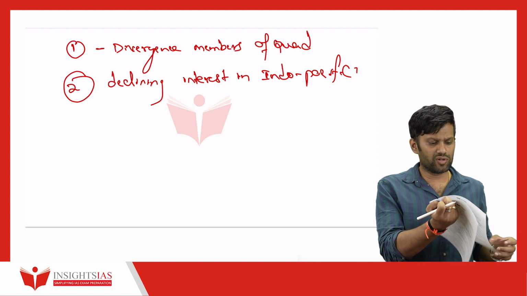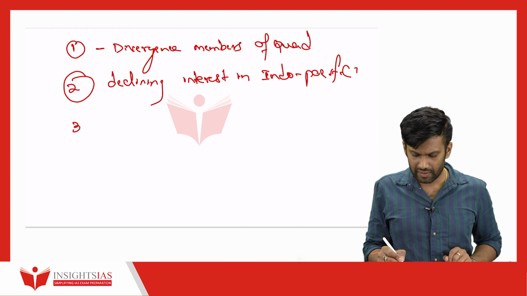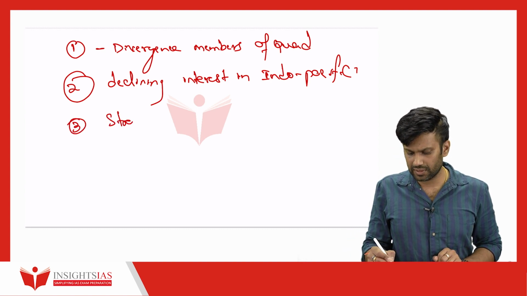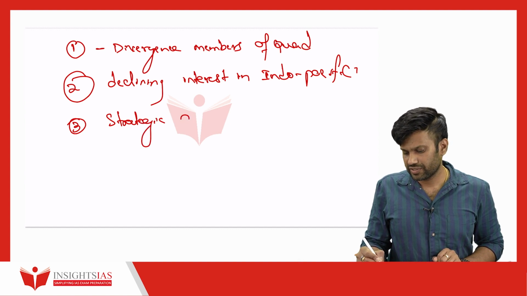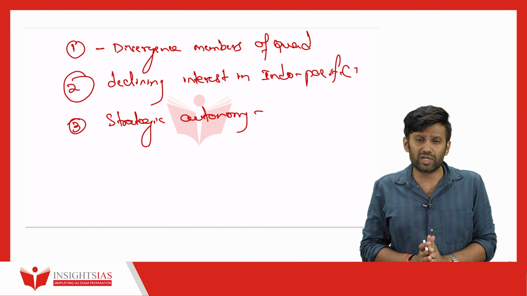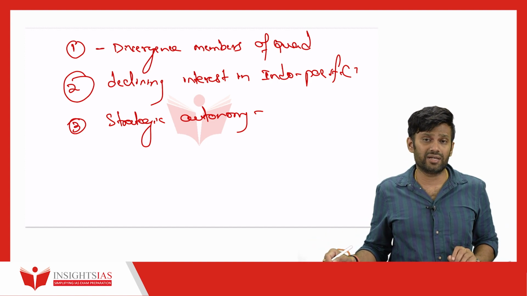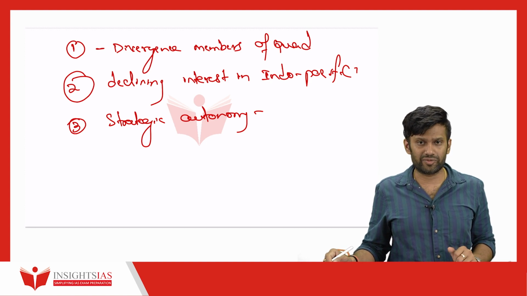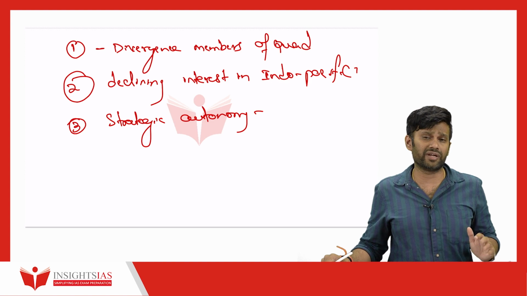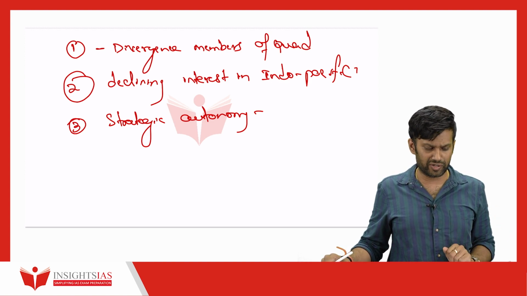Then third, you also have the issue of strategic autonomy. Since the political competition is heating up, it is becoming very difficult for India to take a principled distance stand, because on one hand we need the United States of America to counter a rising China, on the other hand we are dependent upon Russia. Like 60% of India's defense needs is dependent on Russia.